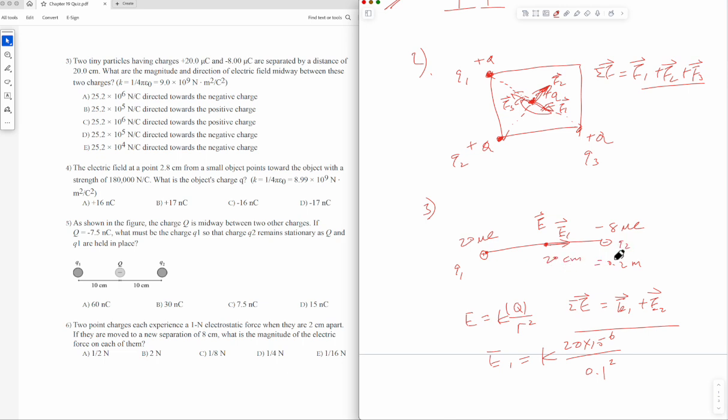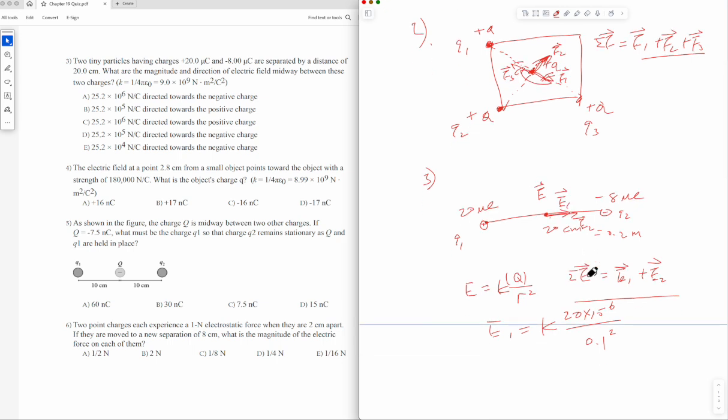All right, let's look at E2. Q2 is negative, so the electric field due to Q2 will be towards Q2. So this is E2. What is the magnitude of E2? Same thing: E2 equals k times the absolute value of 8 times 10 to the power of negative 6, divided by 0.1 squared, since the distance is also 0.1. And then you just add them together because they are in the same direction.